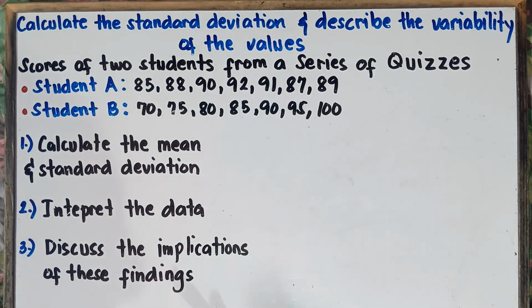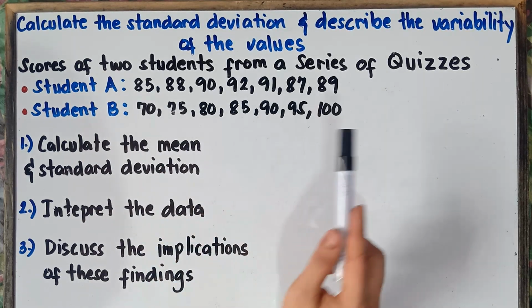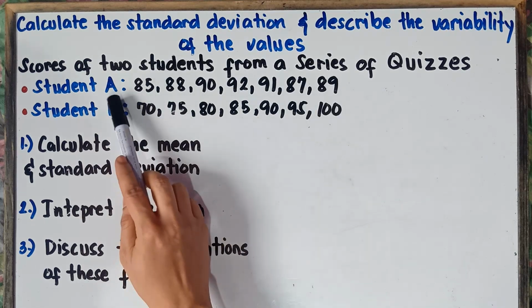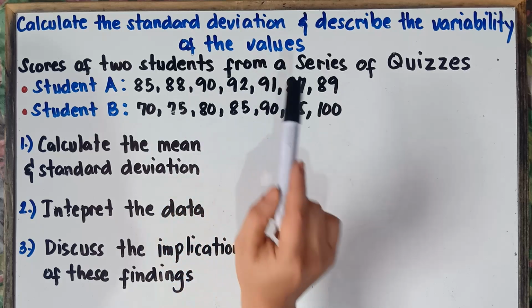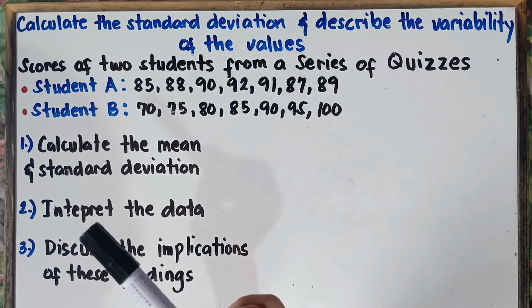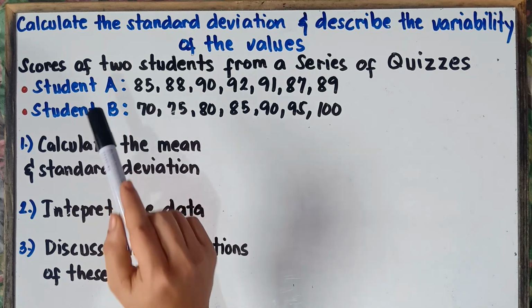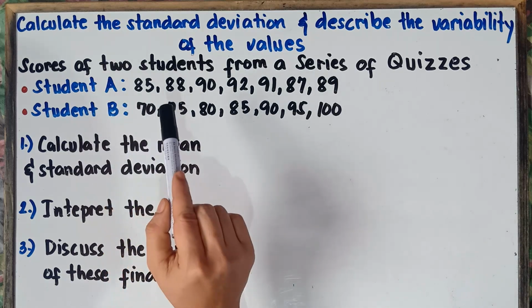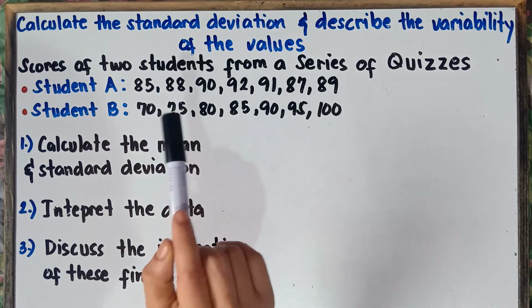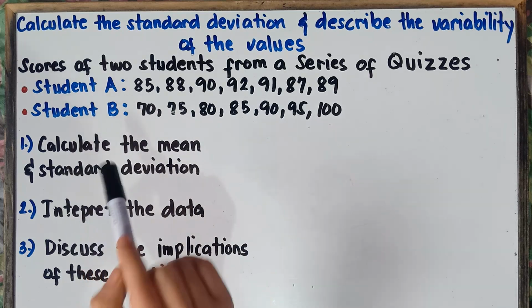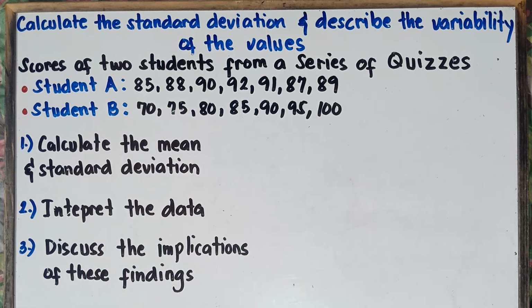So we have given scores of two students from a series of quizzes. Student A's scores are 85, 88, 90, 92, 91, 87, and then 89. For student B, we have 70, 75, 80, 85, 90, 95, and then 100. First question is we're going to calculate the mean and then the standard deviation.